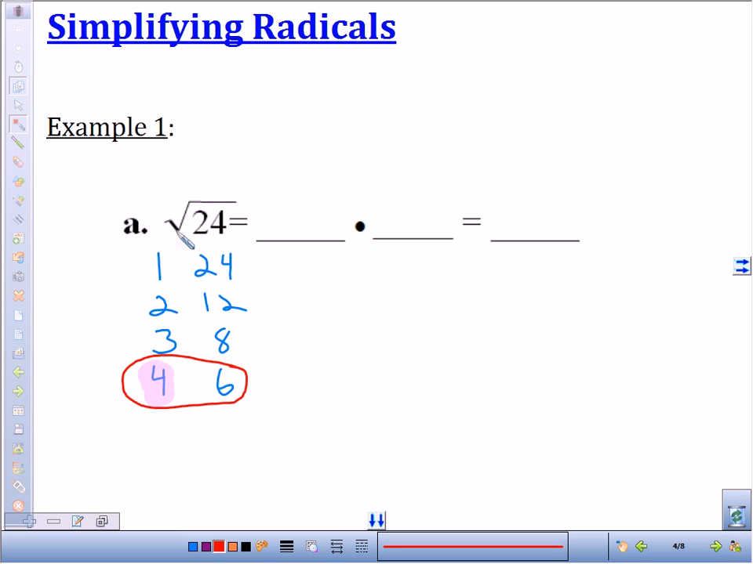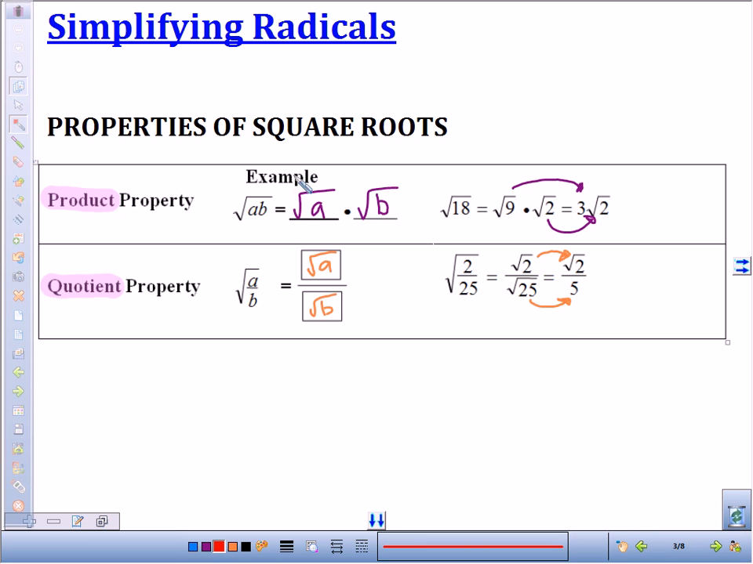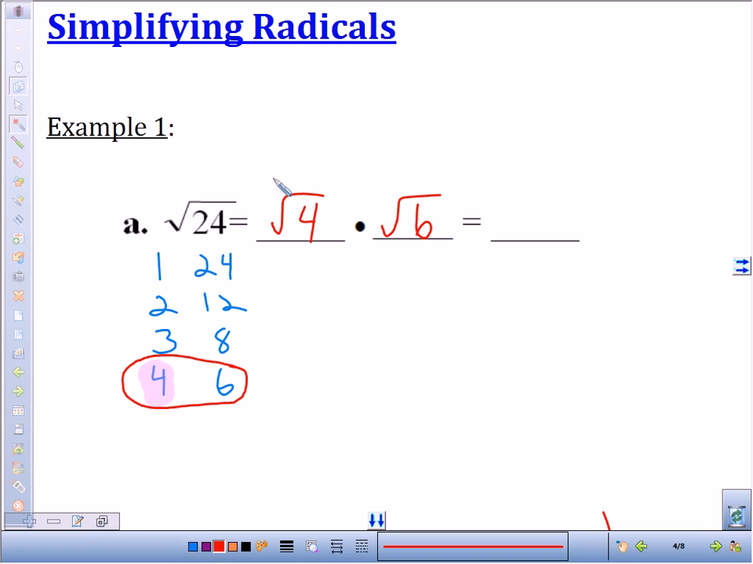That means I'll split the square root of 24 into the square root of 4 times the square root of 6. That product property tells me that I can do that. I can split the 24 into two separate radicals. And of course, the square root of 4 we know is 2. The square root of 6 can't be split into any other perfect squares.